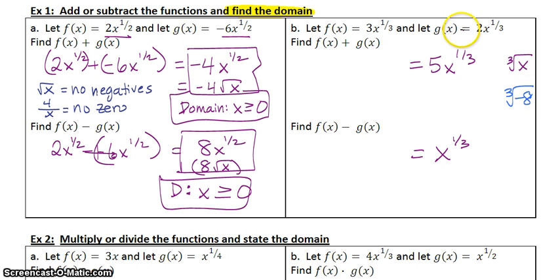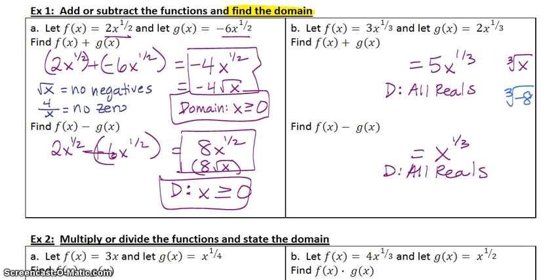So if I have a cube root of x, I can have negatives, I can have 0, and I can have positives. I can have anything. So I'm going to say that my domain is all real numbers. And it's fine with me if you just say all reals. So my domain is all reals for both of these ones.